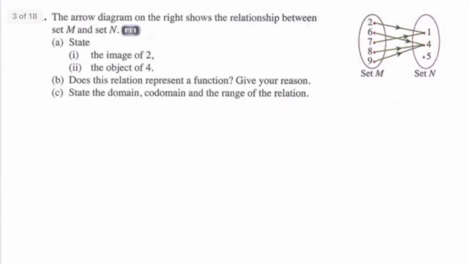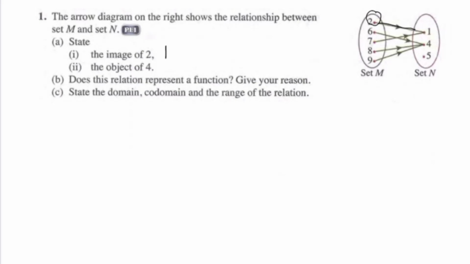Okay, so let's get straight to the first question. Here we have an arrow diagram that shows the relation between set M and N. The first part: state the image of 2. Image of 2 means 2 is my object, is mapped onto 1, so the image is just 1.